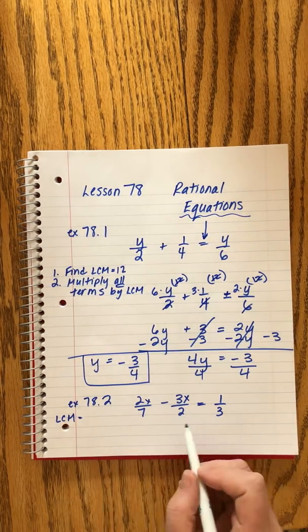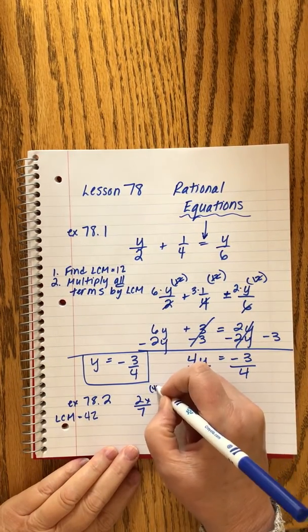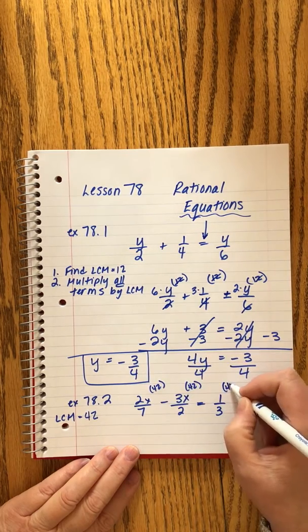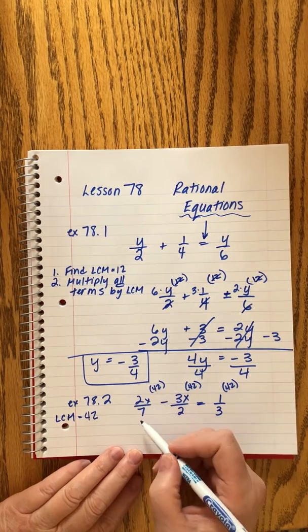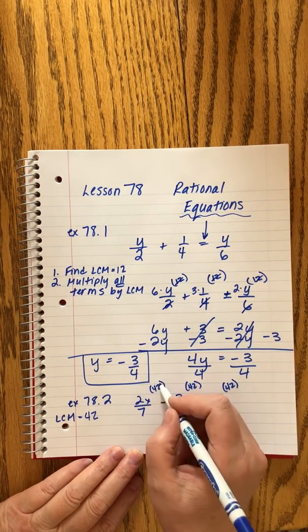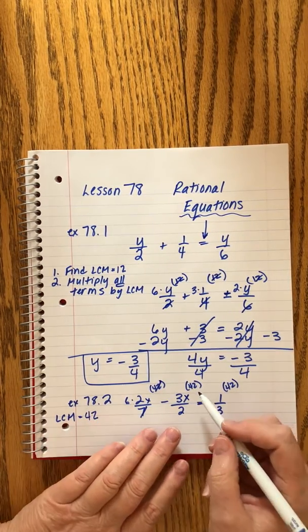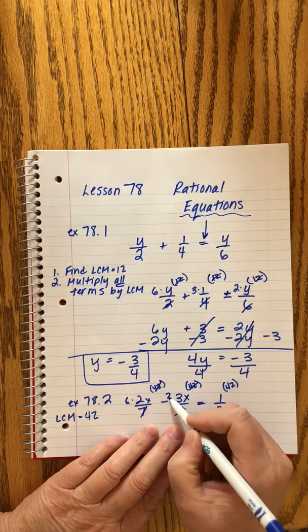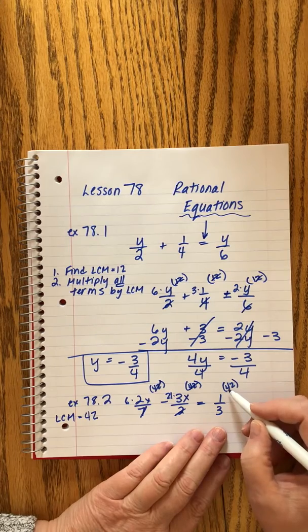7 times 6 is 42. So then I'm going to multiply each term by 42. I just have developed the habit of writing it up here like that. It's 42 over 1, so we're canceling against our denominators. So this becomes 6 times. Now this multiplication is going to be a little messier. 42 divided by 2, that's 21. And then this is 14.